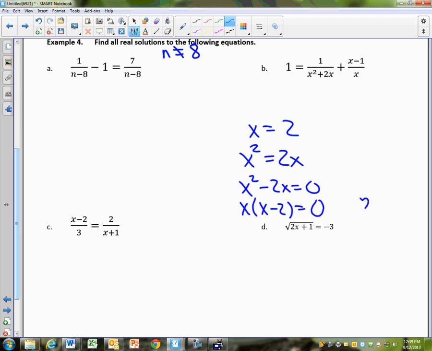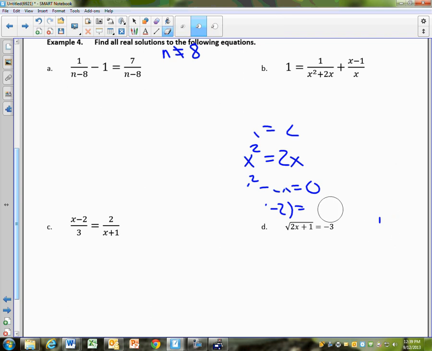I have solutions of 2 and 0. See? Originally I had one solution. Now I have 2. Anytime you square something, anytime you multiply through by something, you run the risk of adding a solution. So we have to be careful. Okay? How do we check? We just plug them back in.